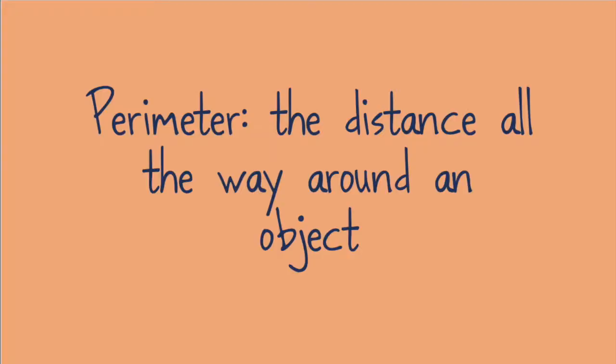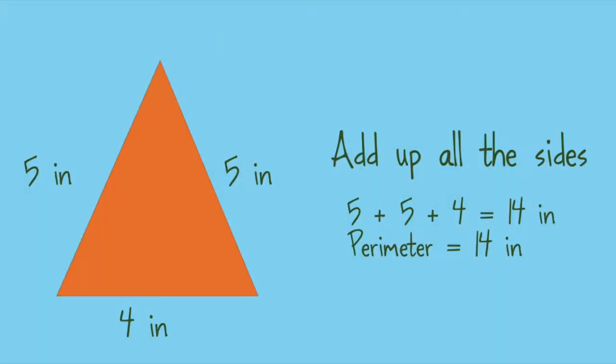Let's start with perimeter. Well, what is perimeter? It is the distance all the way around an object, right? So if you think of a square, how many sides does a square have? Well, you add up each of the 4 sides and then you have the perimeter. So as I said, you can add up all the sides, and that is one way to find the perimeter.